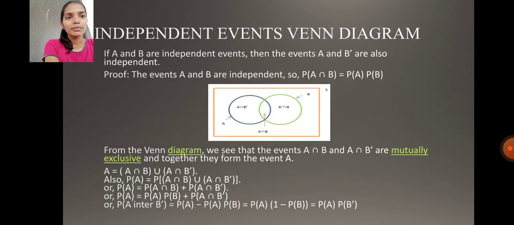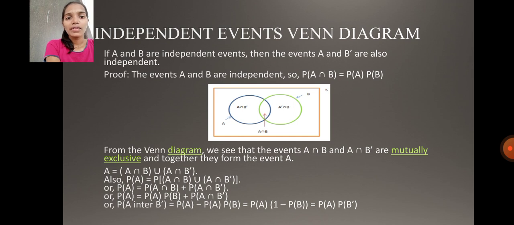Independent events Venn diagram. Here we can see the diagram of independent events. If A and B are independent events, then the events A and B' are also independent. Proof: The events A and B are independent, so the probability of A intersection B is equal to the probability of A times the probability of B. From the Venn diagram, we see that the events A intersection B and A intersection B' are mutually exclusive and together they form the event A. A equals (A intersection B) union (A intersection B').